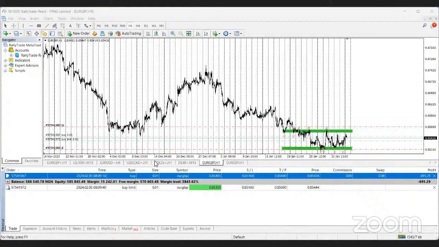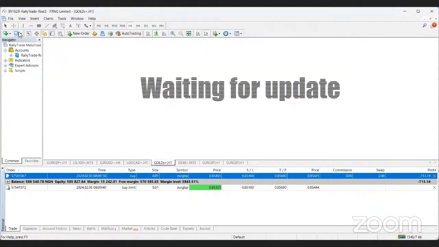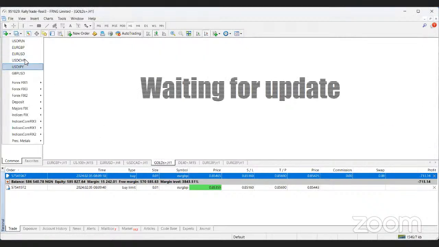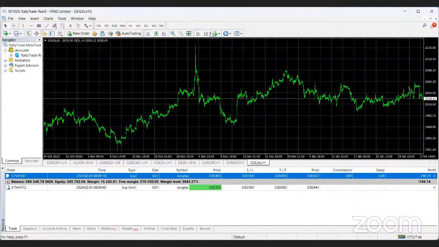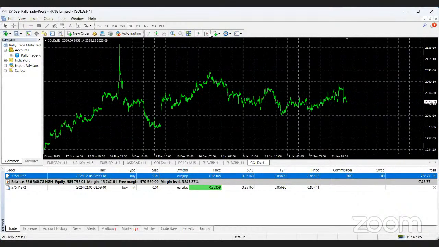Let's look at gold. Now, I've looked at euro pound, and now I'm going to look at gold. Let me go to precious metals and pick gold. Okay, so gold seems to be very weak right now. If you ask me what direction we should be looking at for gold, I would say we should be looking to sell. Seriously, we should be looking to sell gold.